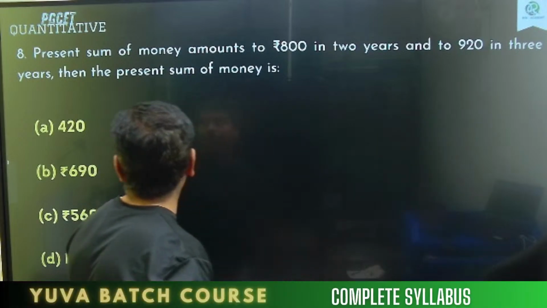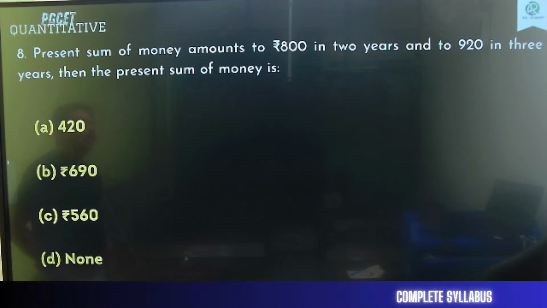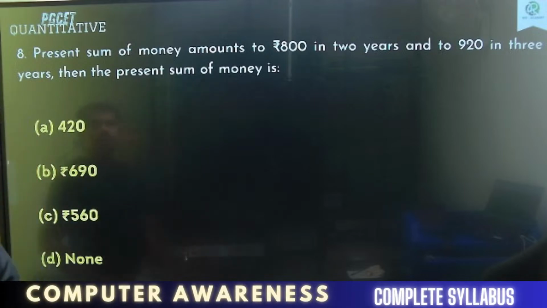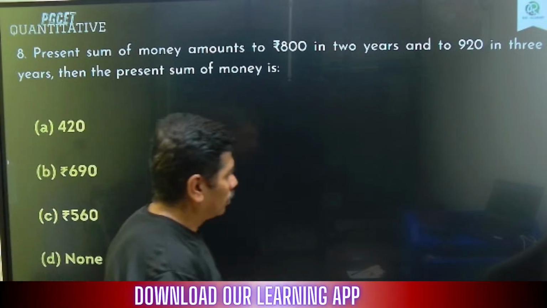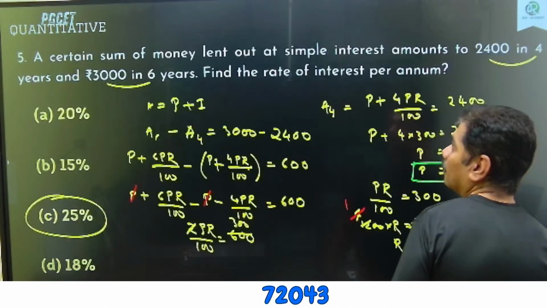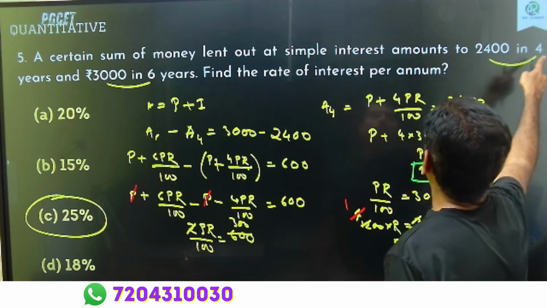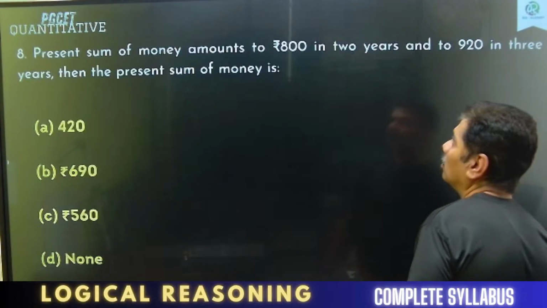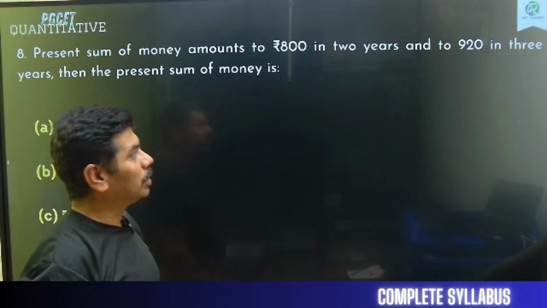Okay, now this is question number 8. Present sum of money amounts to 800 in 2 years and to 920 in 3 years. Then the present sum of money is. So this is the same question that we had solved. Okay, so you can see it here. Same concept here. Certain sum of money amounts to 2400 in 4 years and 3000 in 6 years.